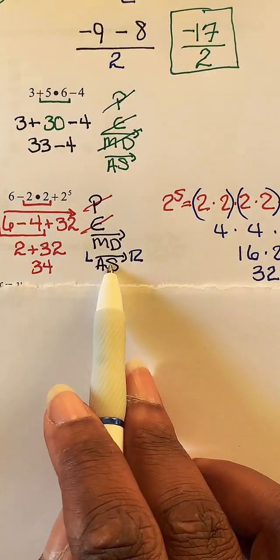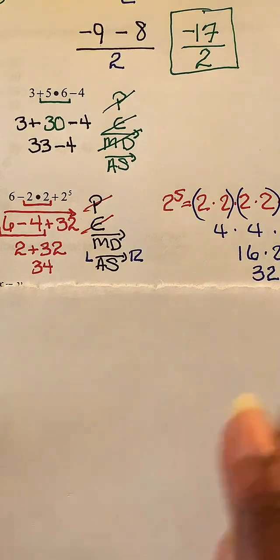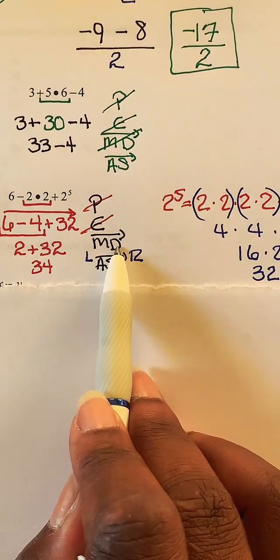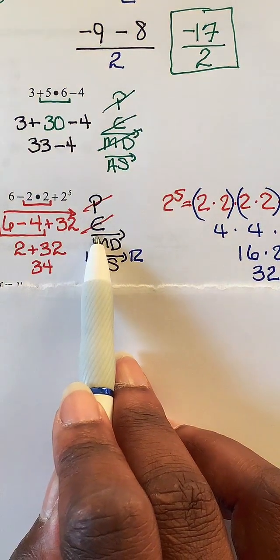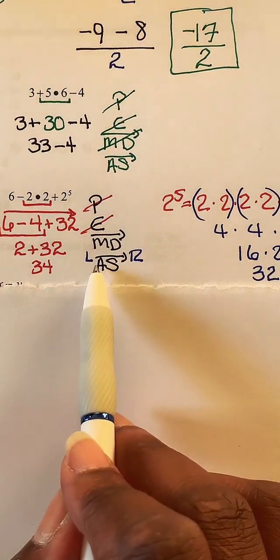But you said addition, then subtraction, so why not add the 4 first, then subtraction? Here's the thing. This is the part that gets everybody. It's always go from what you see first, from left to right.